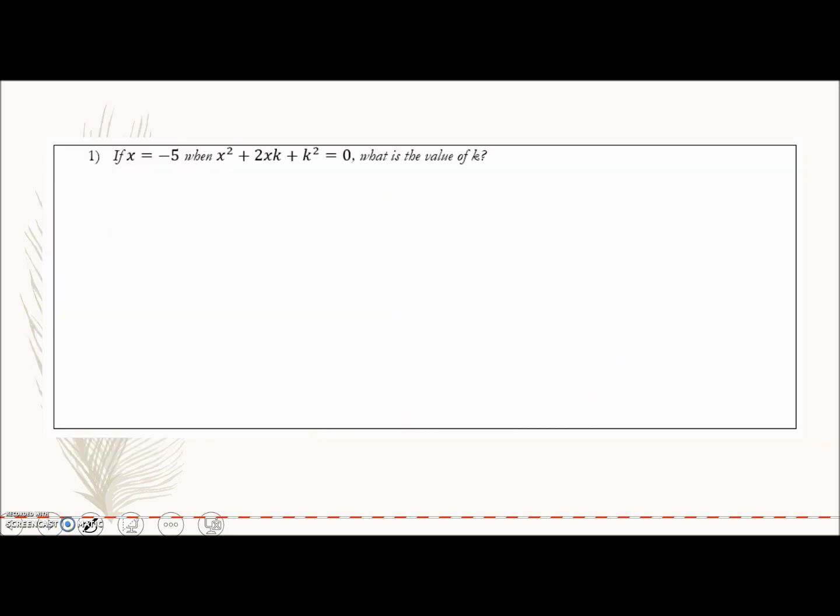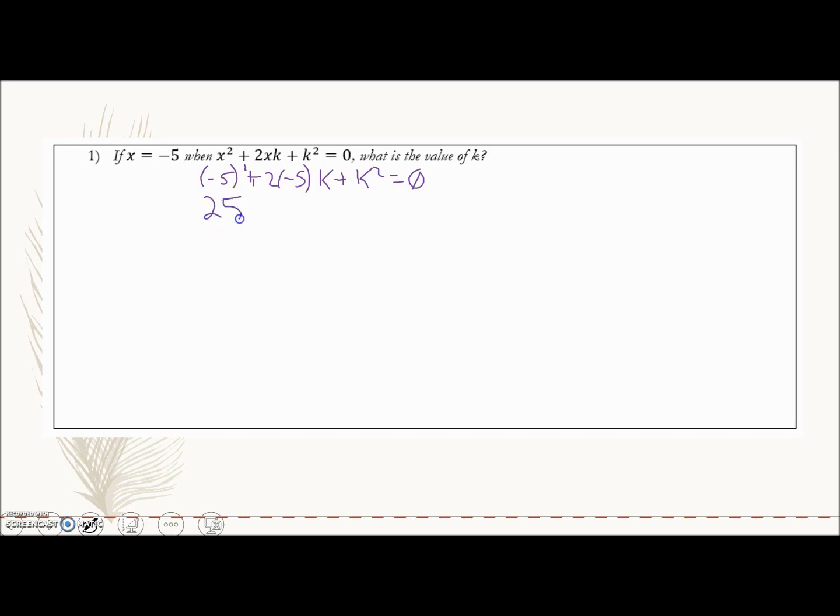All right, our first question here. If x equals -5, when x squared plus 2xk plus k squared equals 0, what is the value of k? So we have an x and a k in this situation. So the first thing you want to do is fill in -5 for the x. So I would have -5 squared plus 2 times -5k plus k squared equals 0.